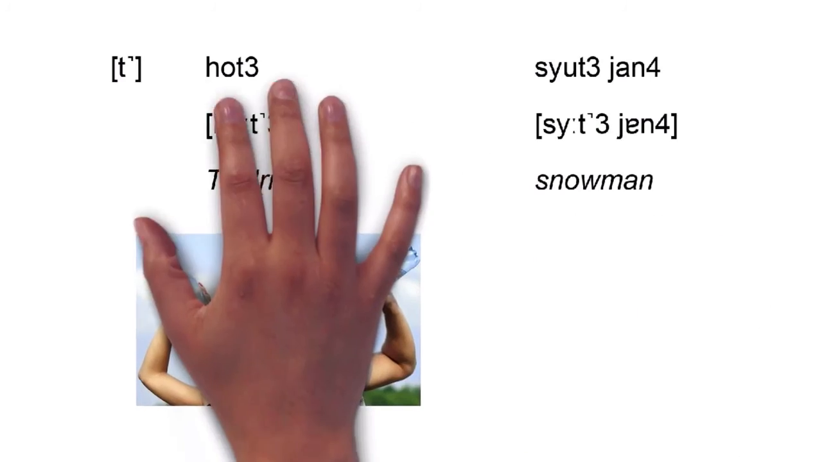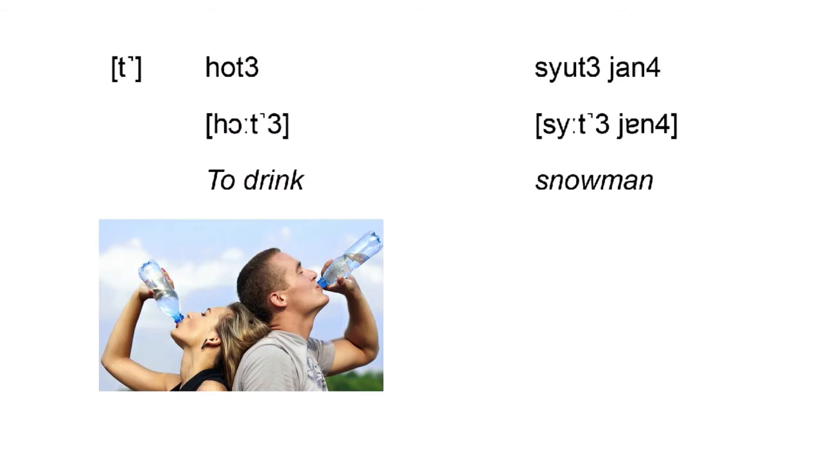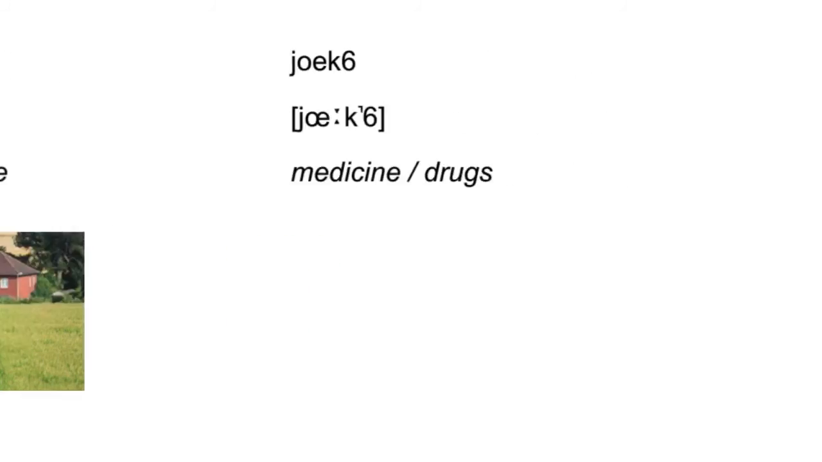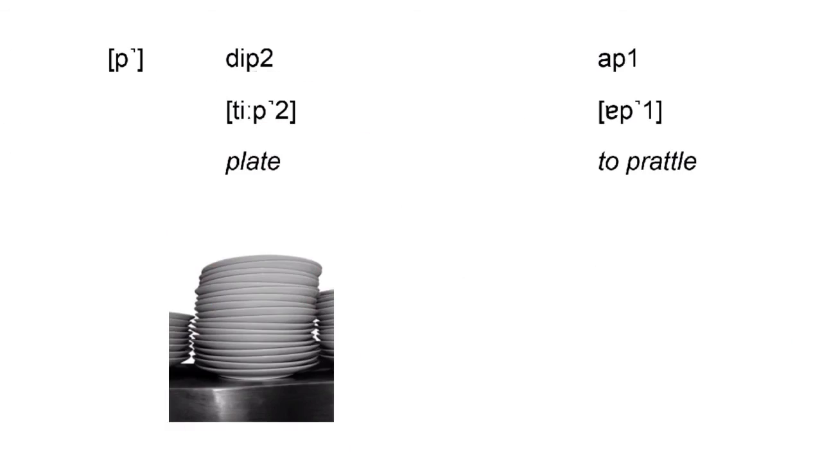Cantonese's final T's, K's, and P's are always unreleased. So there's unreleased T as in hot or sweet yan. Unreleased K as in ok or yer. And unreleased P as in deep or up. And with that, we've finished all of the consonants of Cantonese.